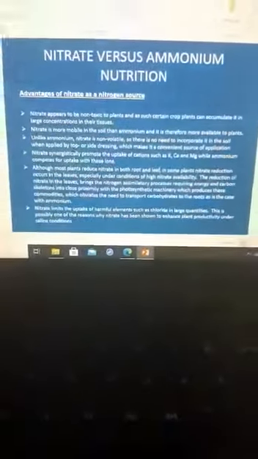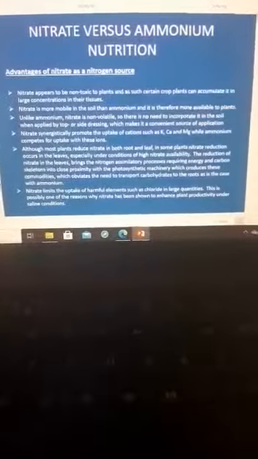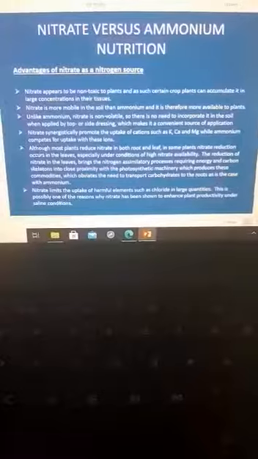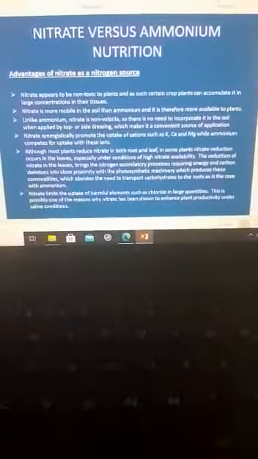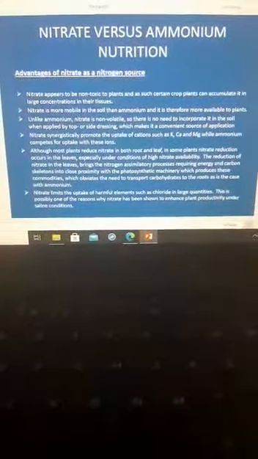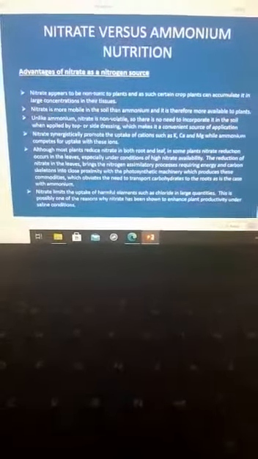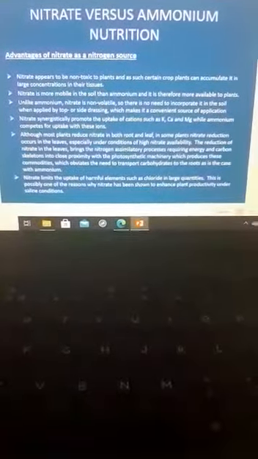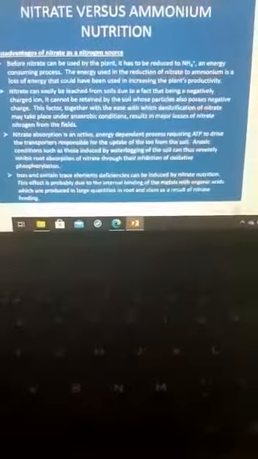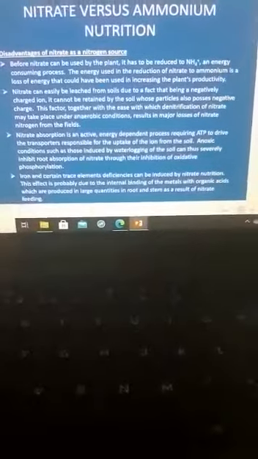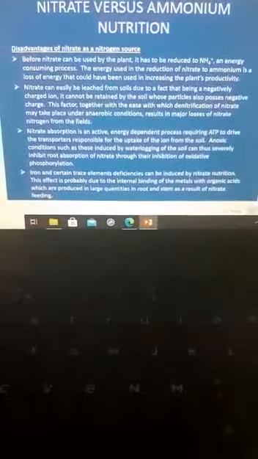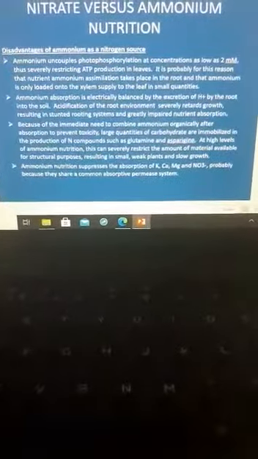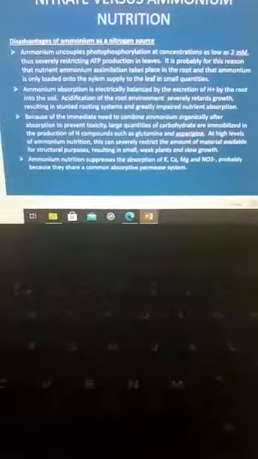Actually, I'm not going to record another clip. Please just give yourself time to read the advantages of nitrate as a nitrogen source. You can see this slide. I think it's very straightforward. This is very important. Advantages of nitrate as a nitrogen source. Disadvantages of nitrate as a nitrogen source. Advantages of ammonium as a nitrogen source. Disadvantages of ammonium as a nitrogen source.